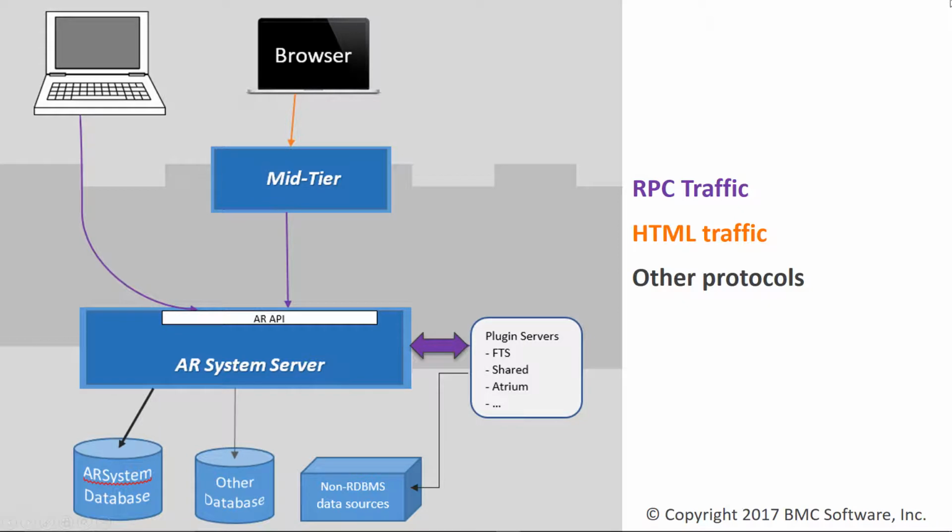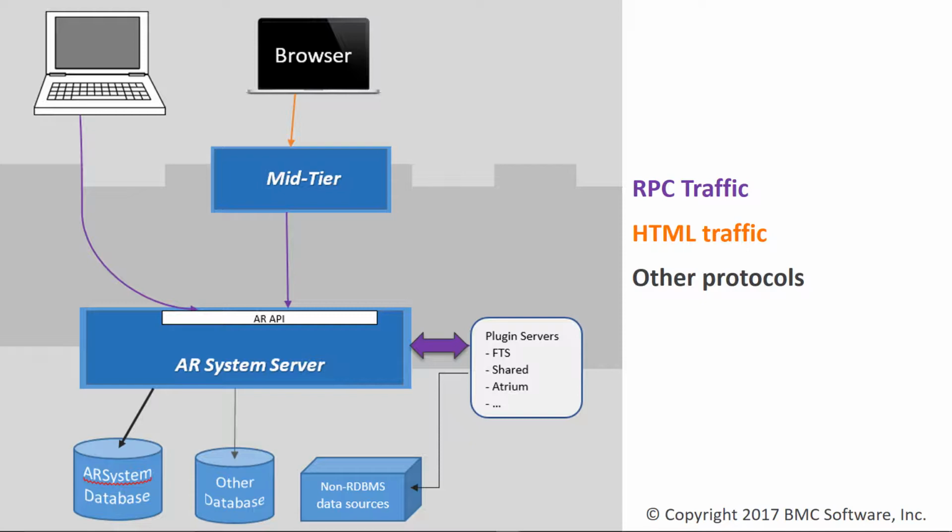So here's a sort of a visual on how the communications take place. The purple lines here are the RPC traffic and the orange is HTML. So you see a browser client has a request. It uses HTML to communicate with the mid-tier. The mid-tier uses RPC to connect to ARServer.